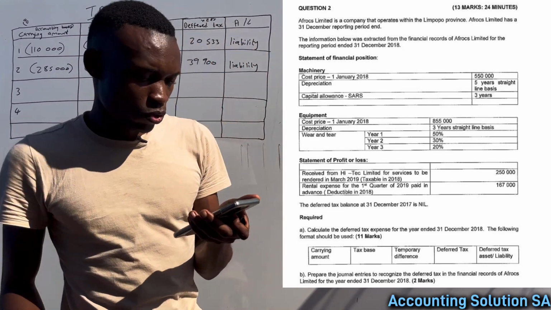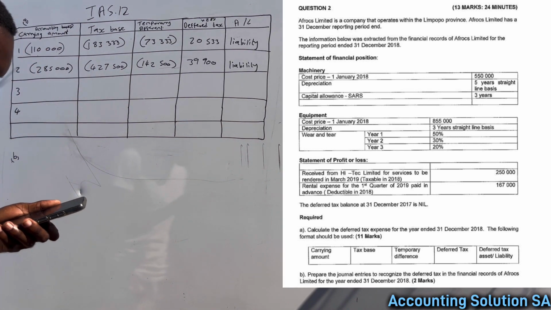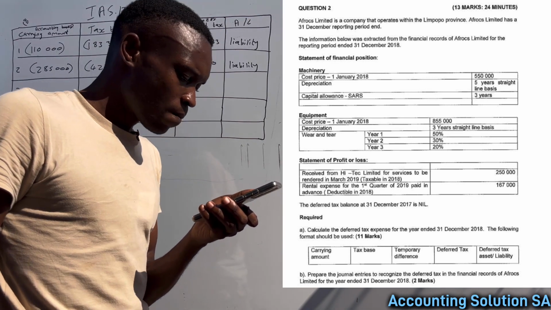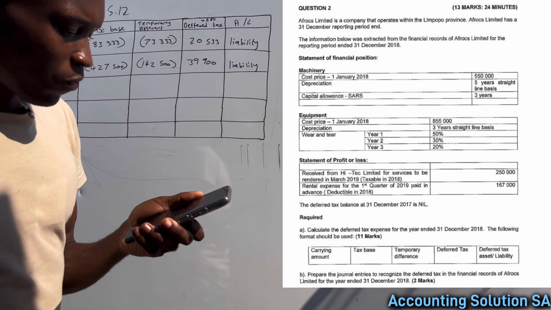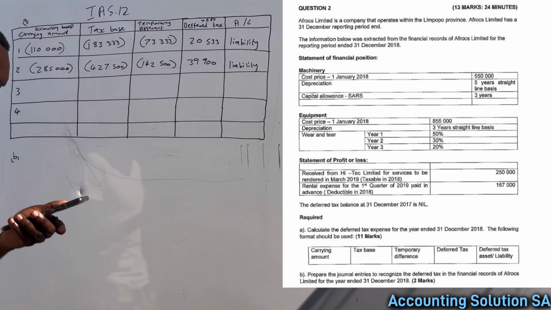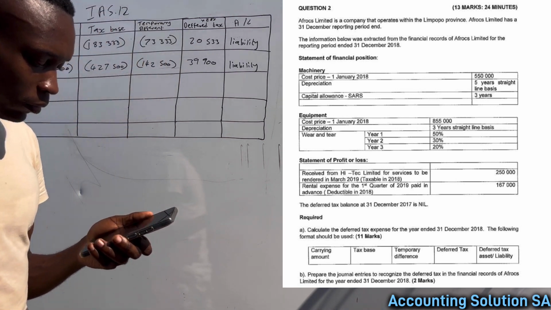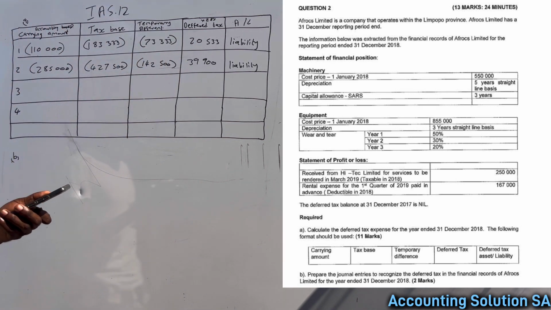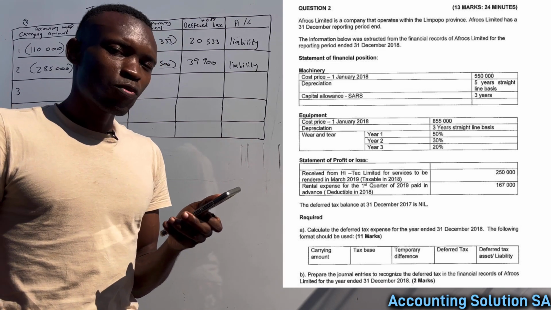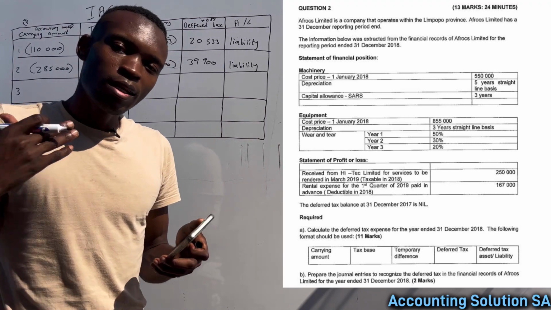Statement of profit or loss. They said that received from High-Tech Limited for service to be rendered in March 2019, taxable in 2018, and rent expense for first quarter of 2019 paid in advance, deductible in 2018. Okay, let's start with the first one. If you check the first one, our company received an amount for next year. In other words, this is income received in advance.